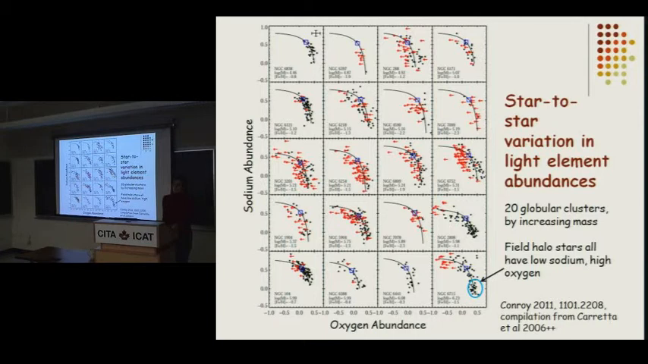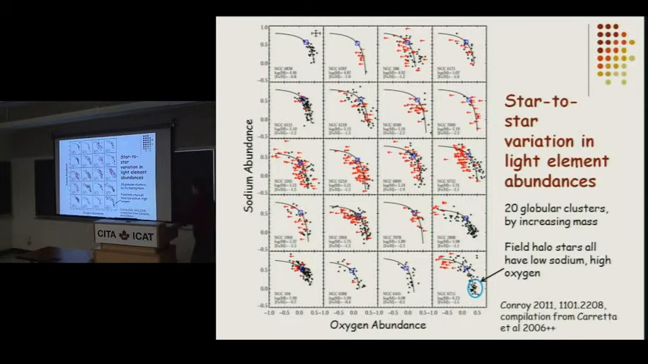Why do we care? Because halo stars of the same luminosity all have sodium versus oxygen down here, and they all have the same value. So there's something happening in globular clusters which is causing some stars to have much, much lower oxygen. Remember, this is O over Fe and Na over Fe, so logarithmic compared to iron. We're down by 1.5 dex in oxygen, and we can be up by almost a dex in sodium. So what is going on that can cause some stars in a globular cluster to have low oxygen, high sodium, same iron? Something is really going on.